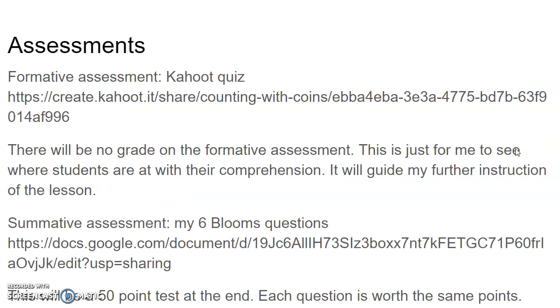For my assessments, I'll go over these during the lesson, but we have the formative assessment, which is the Kahoot quiz. It will not be graded. Then there's going to be a 6-question test at the end for the summative assessment, and it will be for a grade. It will be 50 points, and each question will be worth the same amount of points.